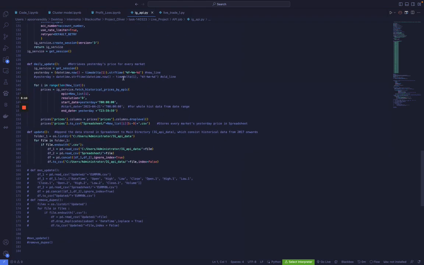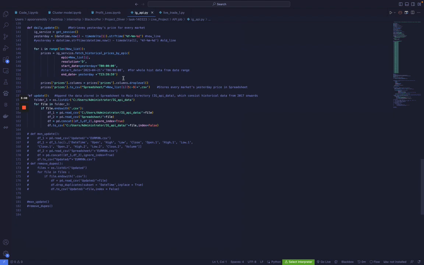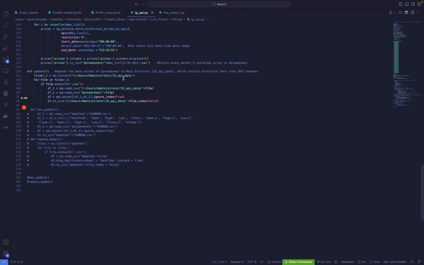So it's going to retrieve yesterday's data, and it's going to append it to the already given list. So it's going to keep appending yesterday's market price to the already saved database, and it's going to take every day except the non-working days.